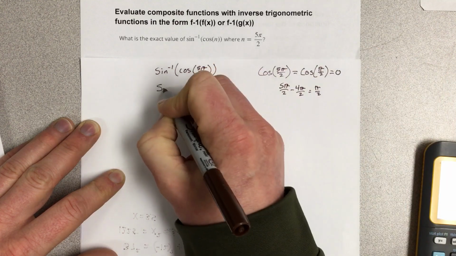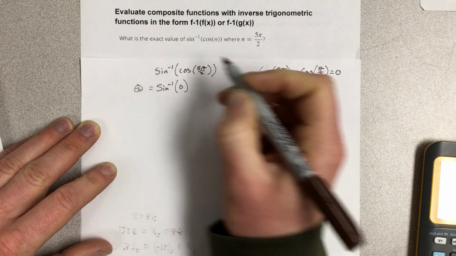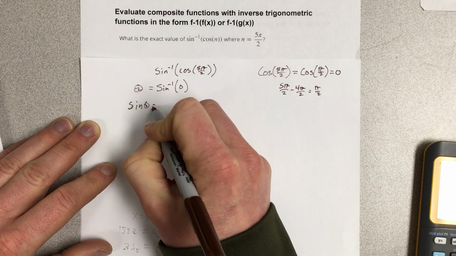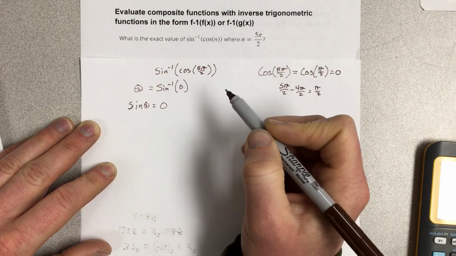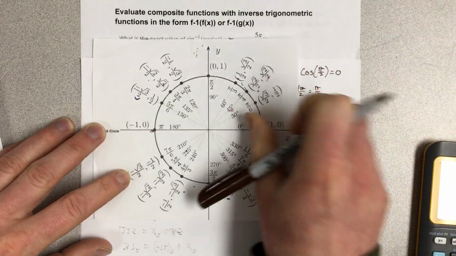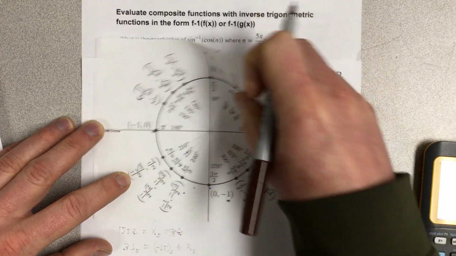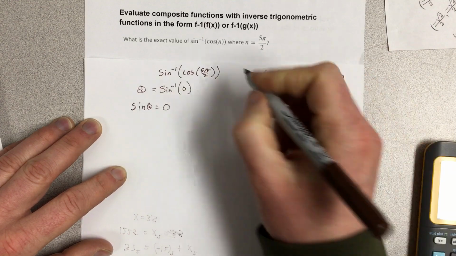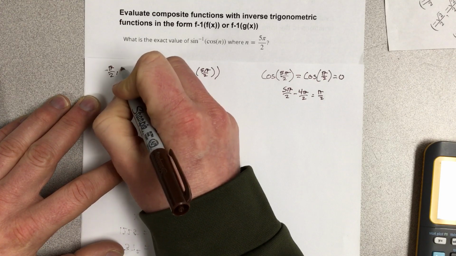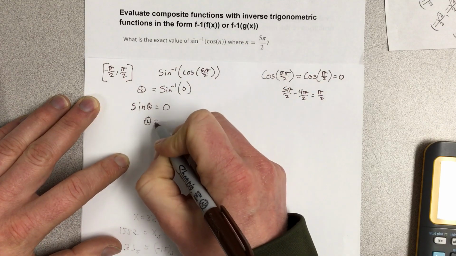So really I have sine inverse of 0, which is asking me what theta is, or looking for the angle. Well, if I do sine theta is equal to 0, when does sine theta actually equal 0? Well, if I look at the unit circle, sine theta would be 0 at 0 degrees. And the inverse has a range restriction of negative pi over 2 to pi over 2. So 0 degrees falls within that region, so we can say that theta would actually equal 0 degrees.